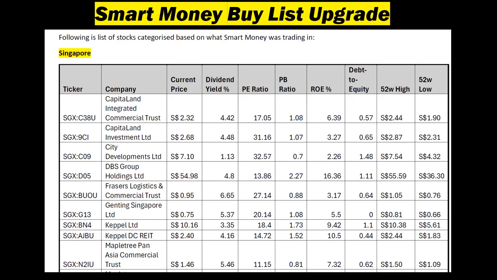The buy list we have is still the same, just that I removed the list of STI stocks in the sell list and those in the neutral list. And so all the list of stocks that you see here are all the Smart Money buy list.